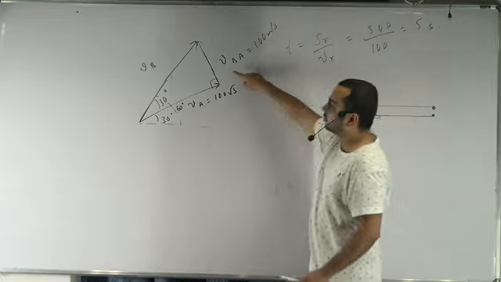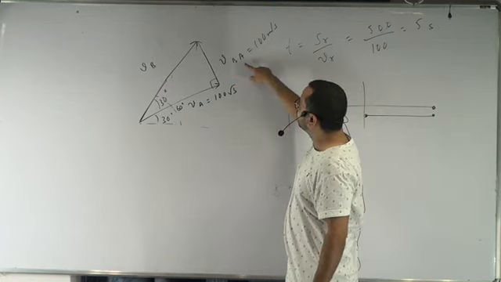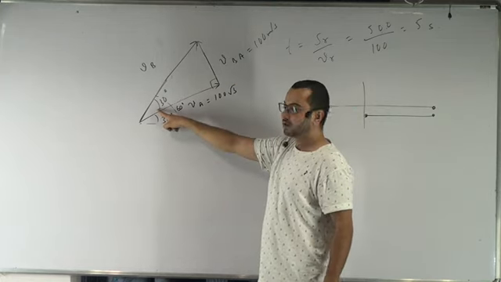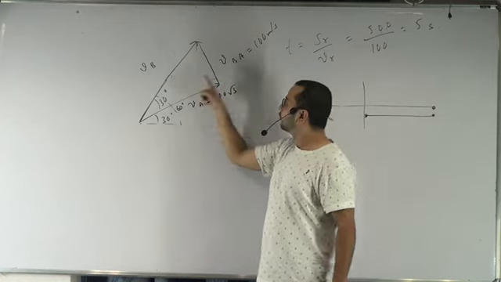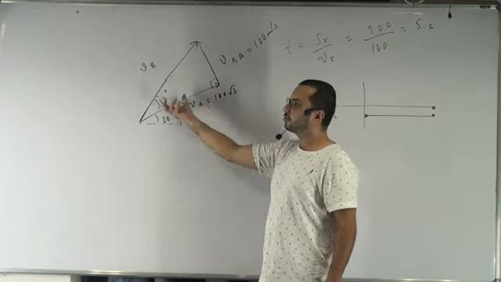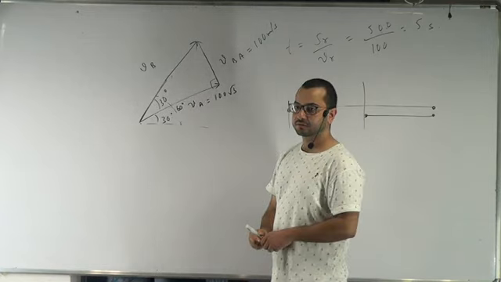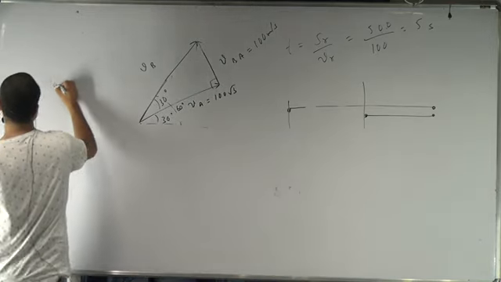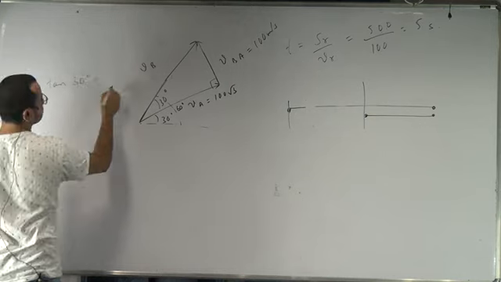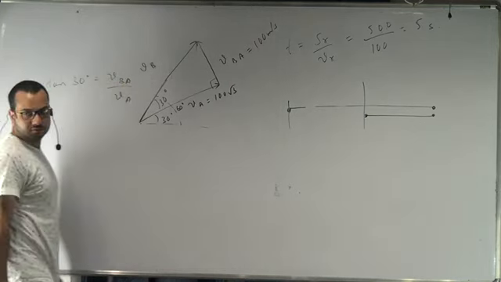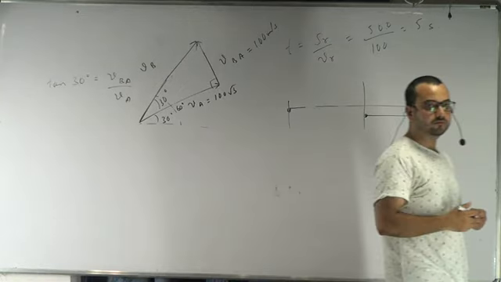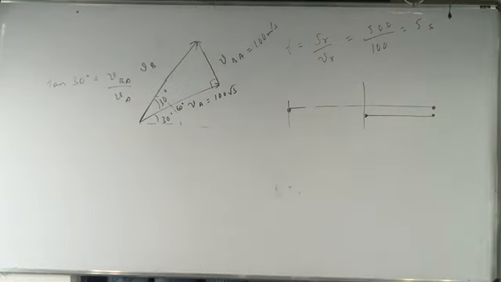Where? So tan 30 degree is equal to VBA upon VA. So VBA is equal to VA into tan 30 degree. Is that clear?